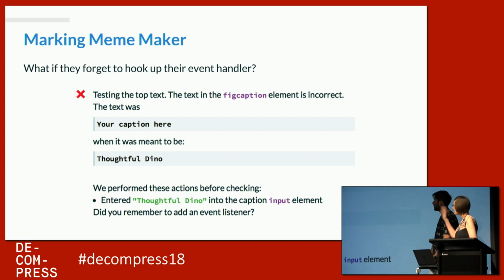First of all, we tell them what the error is, and in here we're expecting a certain caption, and then we tell them what it was meant to be. And we also give them the same context as before, the fact that we perform this action, and they can match up the thoughtful dyno here with the action that we actually took. And then we give them a clue. Did you hook up your event listener?